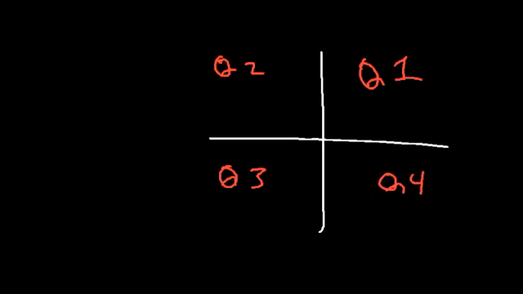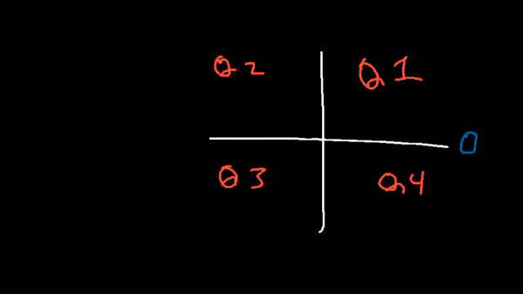In this video, we're going to talk about reference angles and how to find them. So first, let's review the four quadrants in the unit circle. So this is quadrant 1, this is quadrant 2, quadrant 3, and quadrant 4.